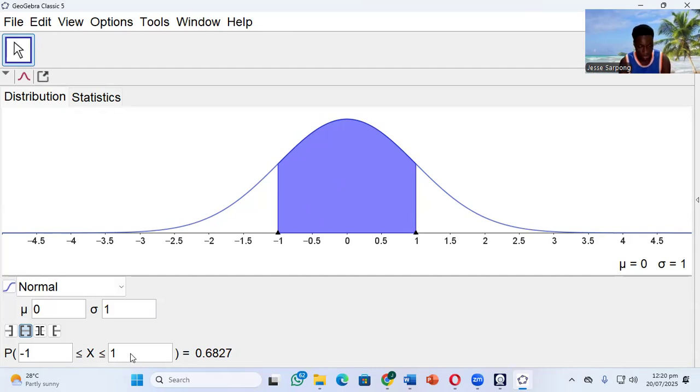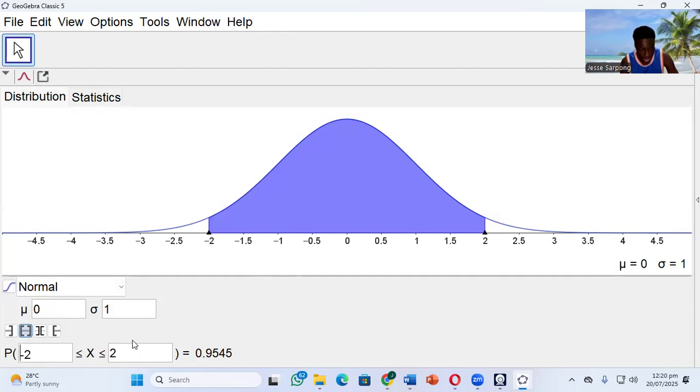Then we can also change the parameters. With this, it's just one standard deviation of the mean. You can also get 2 standard deviations of the mean. Enter. When you have 2 standard deviations of the mean, you can see that here the probability changes. The probability of us getting a variable in this curve is 0.95.